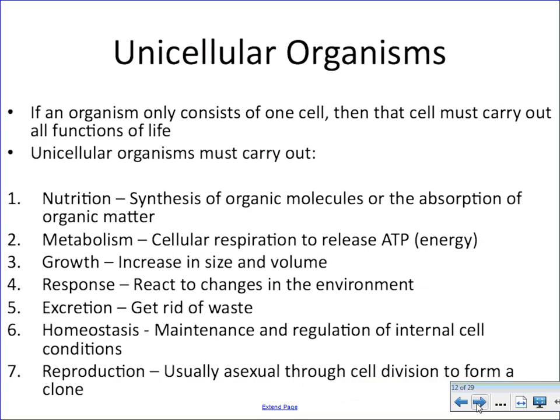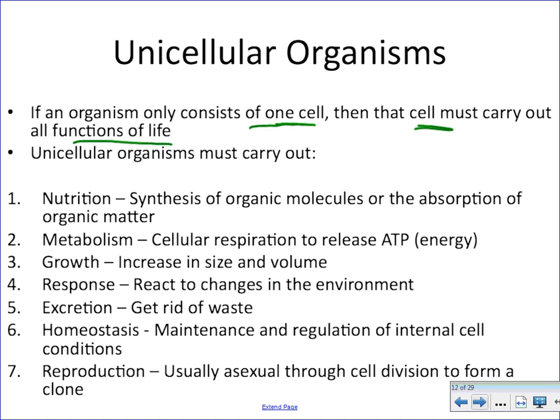So now, given that organisms are composed of cells, they can be lumped into two large categories, either being unicellular or multicellular. If an organism only consists of one cell, it is considered unicellular, and that one cell must carry out all the functions of life. That one cell has to do everything that is needed in order for that one cell to exist.